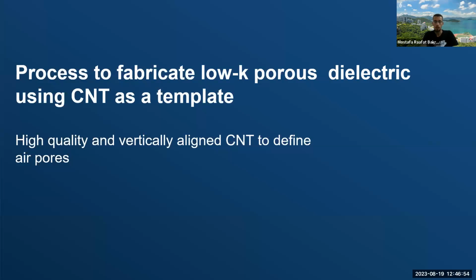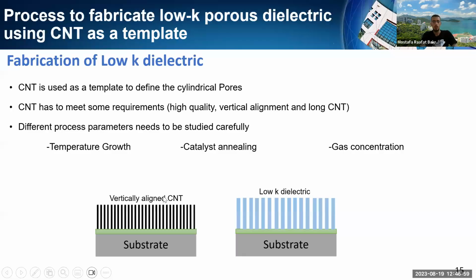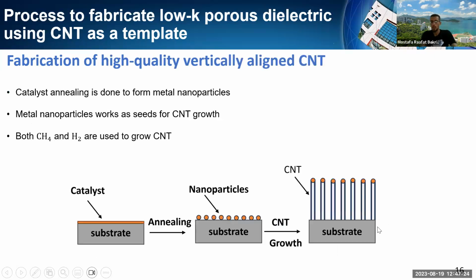So the first main part is about the process fabrication of ultra-low K dielectric using CNT as a template. We use CNT as a template to define the cylindrical air pores as shown on this diagram. CNT should have vertical alignment and high quality to achieve this purpose. To meet these requirements, we need to optimize different process conditions like the growth temperature, the catalyst annealing, and gas concentration. Here on this process flow, it shows the fabrication steps of the CNT.